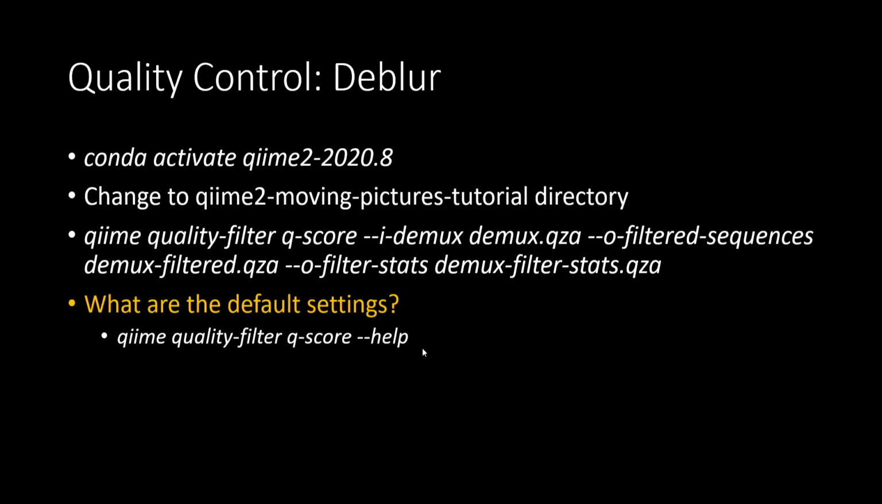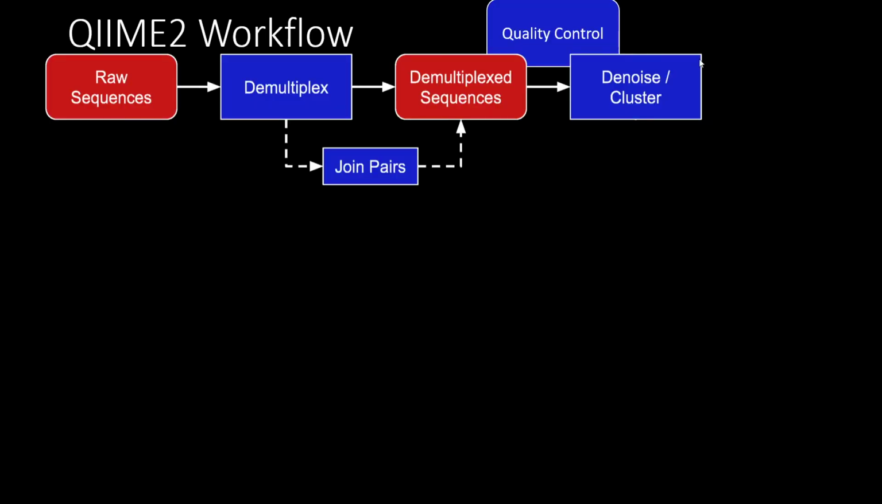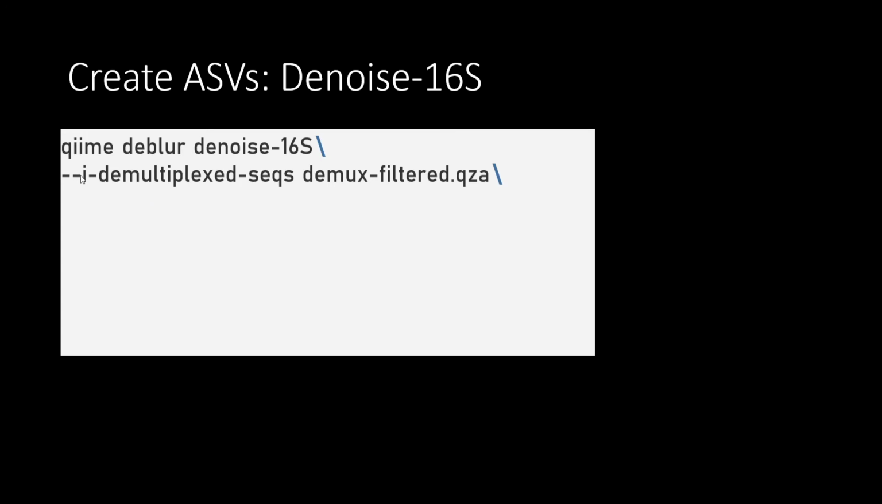And with that done, we can now move on to the next bit, which is to actually do the denoise and clustering using Deblur. So we're going to create these ASVs using this command, QIIME. Hey QIIME, we want you to deblur, use denoise-16S. So it's assuming you're working with microbial samples, the V4 region typically. And then we're going to give it the input, which is the demultiplexed sequences with demux-filter.qza as the name of those. We're going to tell it the trim length. In our case, we're choosing 120 based on our quality plot from before.